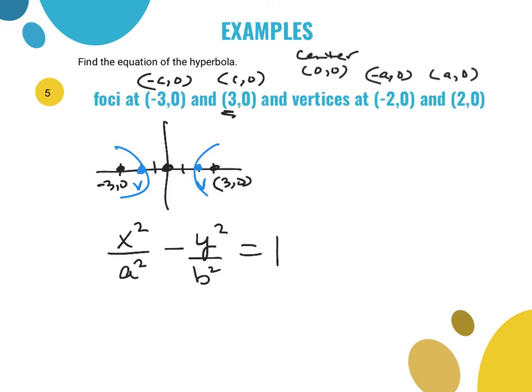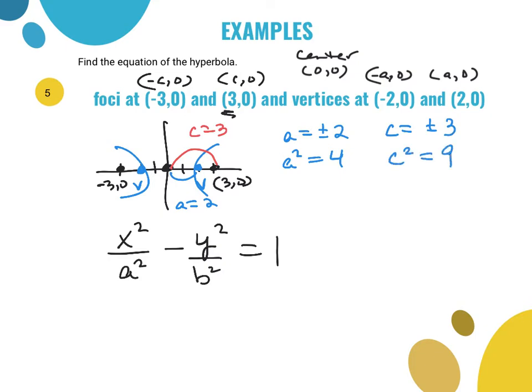So my c value, you can see that the focus is 3 spaces away. And the vertices, it's 2 spaces away, and that's your a value. So a equals plus and minus 2, so a squared equals 4. c equals plus and minus 3, so c squared equals 9. This is what I got from my given.